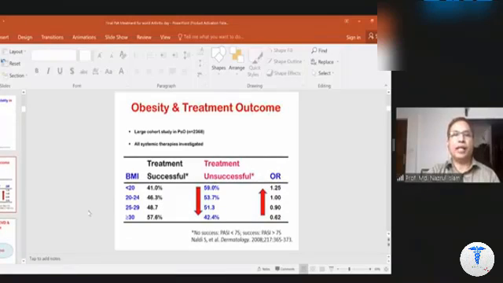So that we can address many of these things. Interestingly, obesity plays an important role in the outcome of the psoriasis patient. Treatment success depends on the BMI of the subject. The lower the BMI, the higher the success rate, and the higher the BMI, the lower the success rate of treatment. So that's again an important aspect we need to keep in mind.